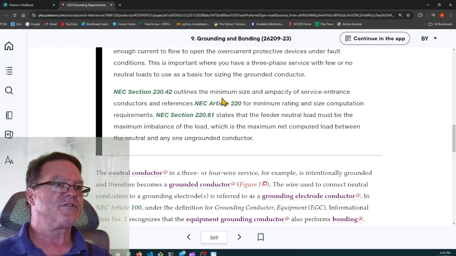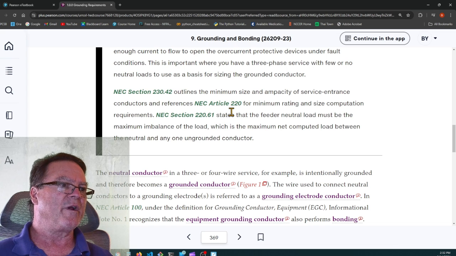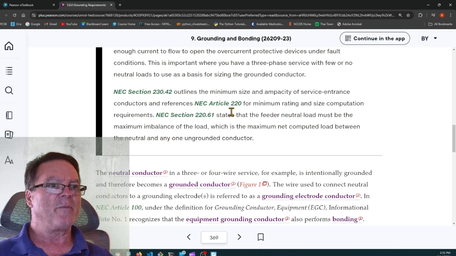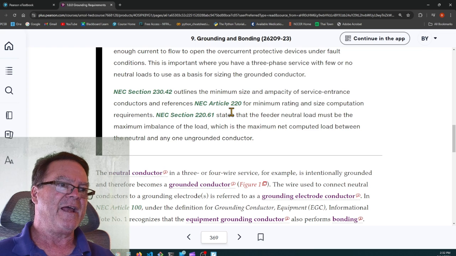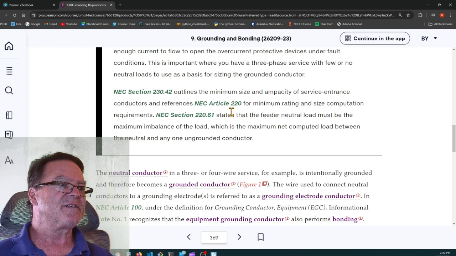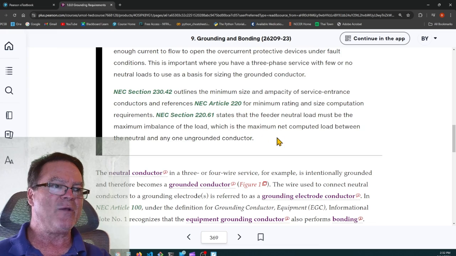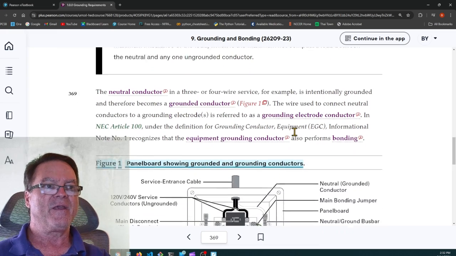NEC section 230.42 outlines the minimum size and ampacity of service entrance conductors and references NEC Article 220 for minimum rating and size computation requirements. NEC section 220.61 states that the feeder neutral must be the maximum imbalance of the load, which is the maximum net computed load between the neutral and any one ungrounded conductor.